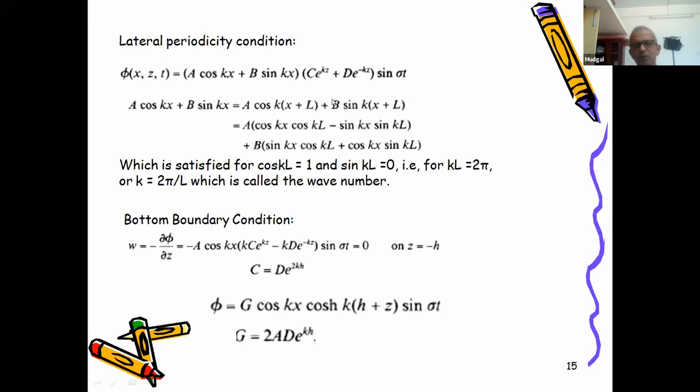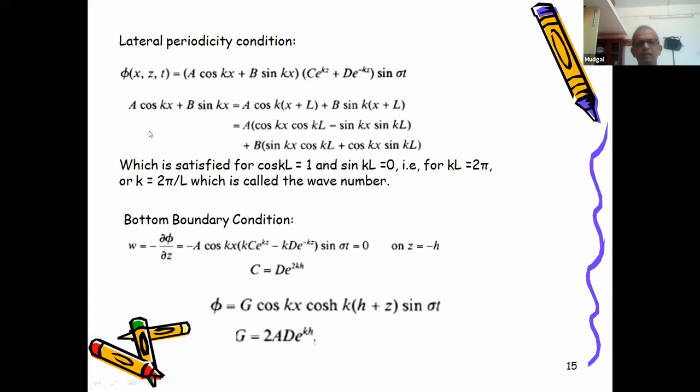And why you need these four constants? Because you have the differential equation of the type del square phi by del x square, for which you need two boundary conditions, and another two boundary conditions are for del square phi by del z square. So totally four boundary conditions. So you have four constants here which can be determined.